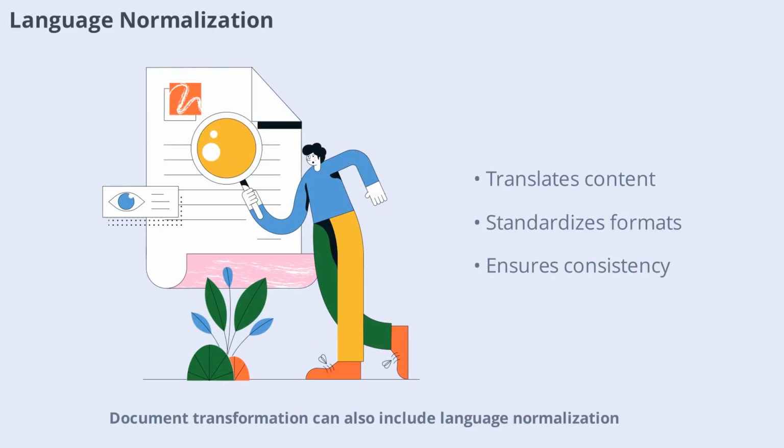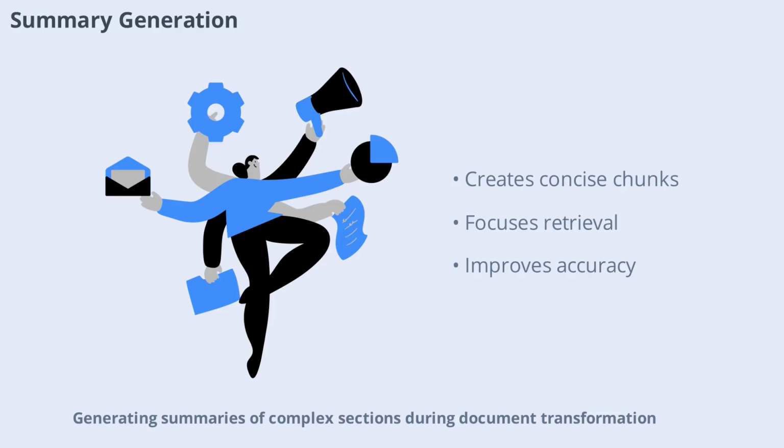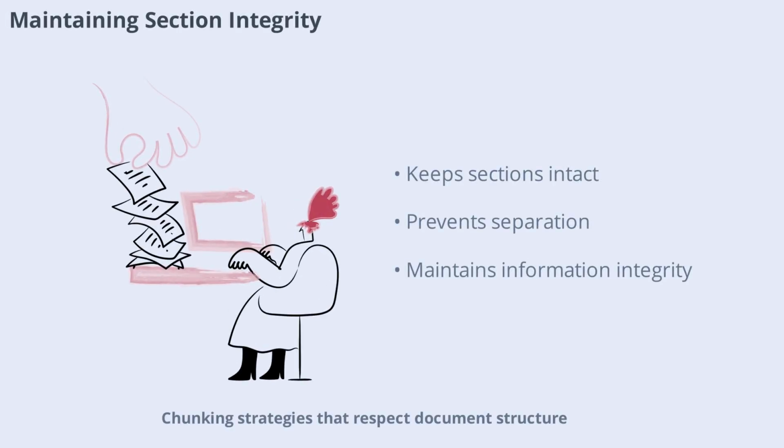Document transformation can also include language normalization, such as translating content or standardizing text formats. This step ensures that all data is consistent and ready for embedding, regardless of its original source or language. Generating summaries of complex sections during document transformation can help create more concise and focused chunks. This makes it easier for the retrieval system to match queries with the most relevant information, improving both speed and accuracy. Chunking strategies that respect document structure, like Markdown-aware chunkers, ensure that sections, sub-bullets, and code blocks remain together. This prevents important instructions or details from being separated, maintaining the integrity of the information.